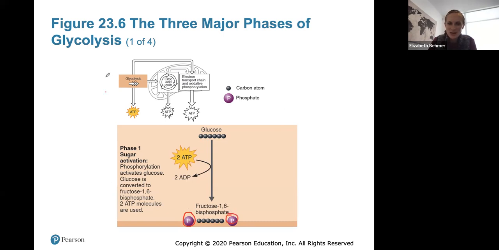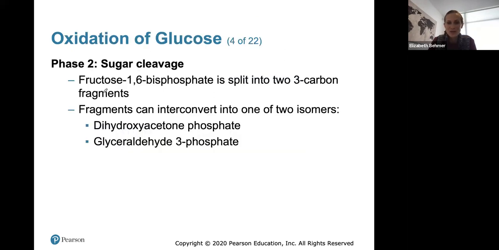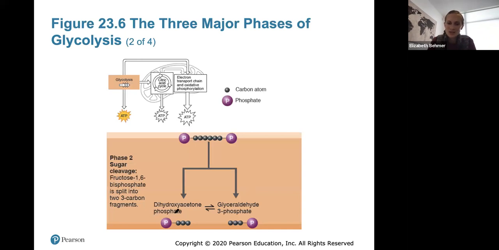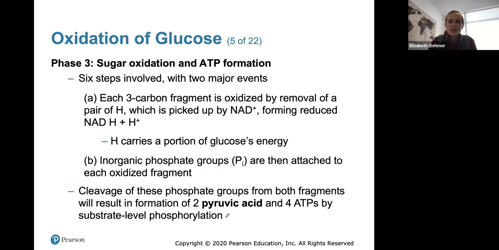And you can see here that we are in the cytosol of the cell. We're outside the mitochondria at this point. The sugar cleavage, then that sugar, the fructose 1,6-bisphosphate, is split into 2 3-carbon fragments as shown here. So this is the next phase of glycolysis. We're basically just splitting that sugar in half. And then we have 6 steps involved in sugar oxidation and ATP formation, but the end result is 2 pyruvic acids that are formed and 4 ATPs that are formed by substrate level phosphorylation.